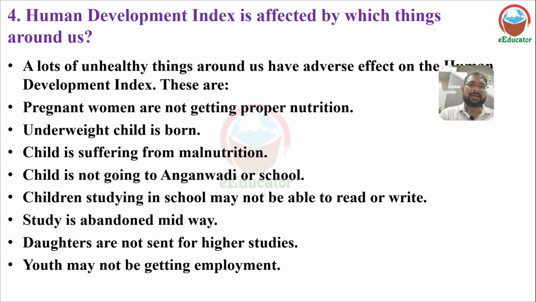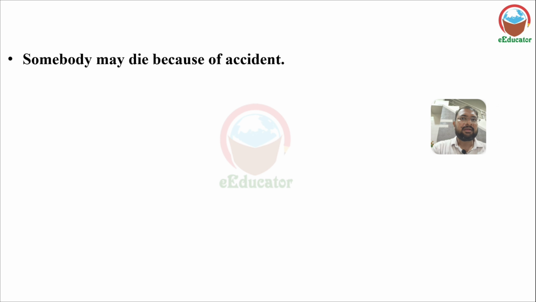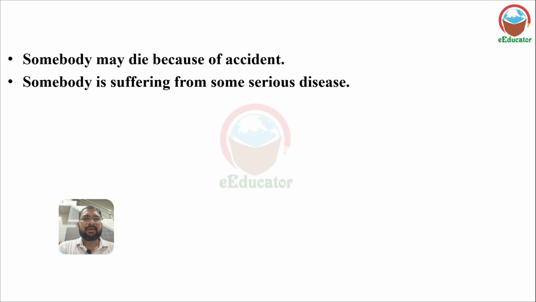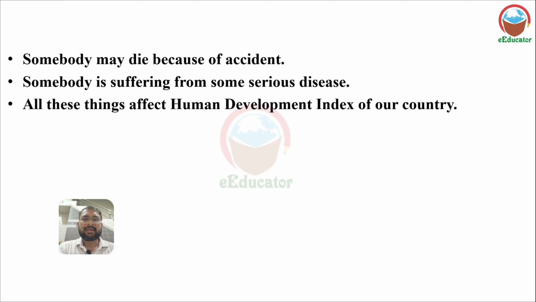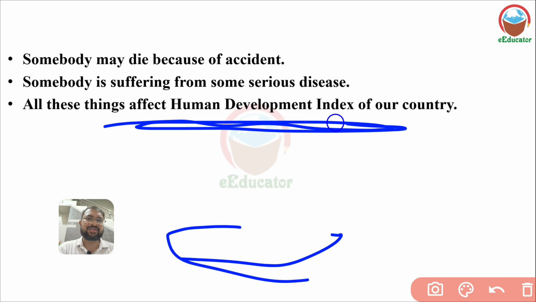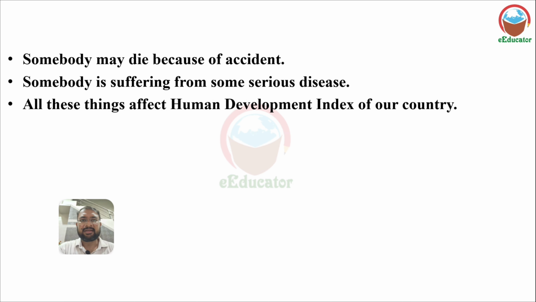Youth may not be getting employment, so the unemployment ratio is high in India. Somebody may die because of accidents, because health facilities or ambulances are not easily or quickly available. Somebody is suffering from some serious disease. All these things affect the Human Development Index of our country. So these affect the calculation of HDI. When we calculate HDI, these criteria are also taken into account.